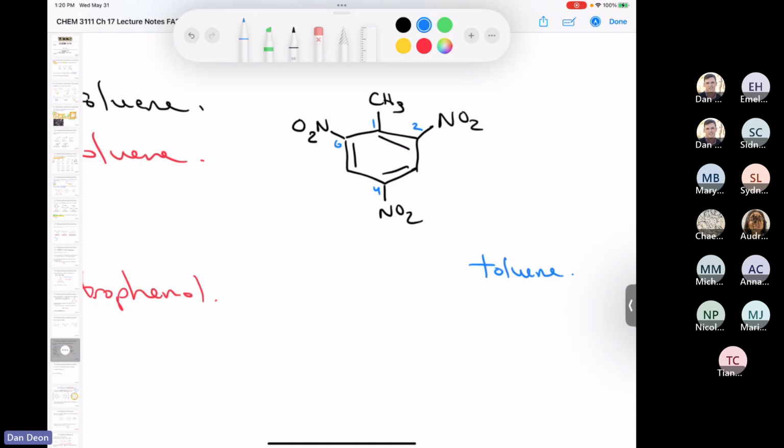Could anybody tell me what the name of these groups are? NO2 groups? I know you know. Yes, thanks, Audrey. It's a nitro. So this is 2, 4, 6 trinitrotoluene. All right, there you go.